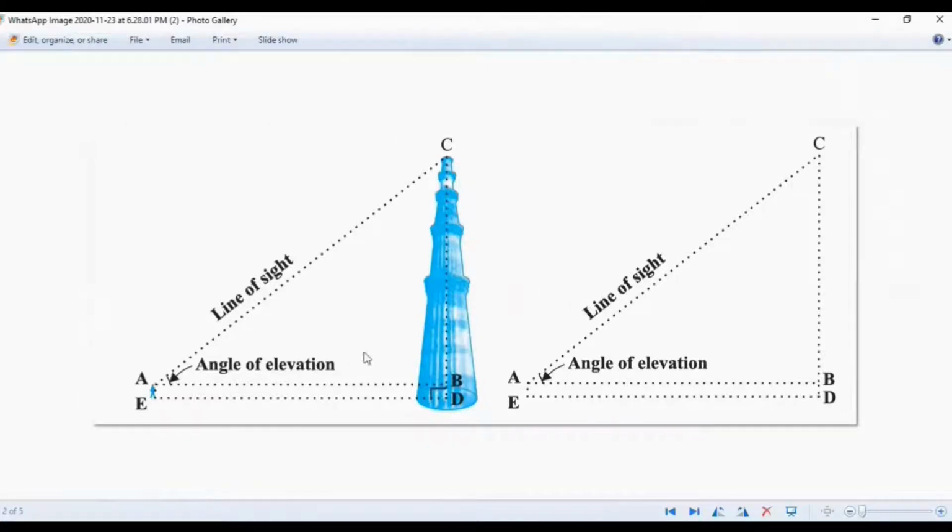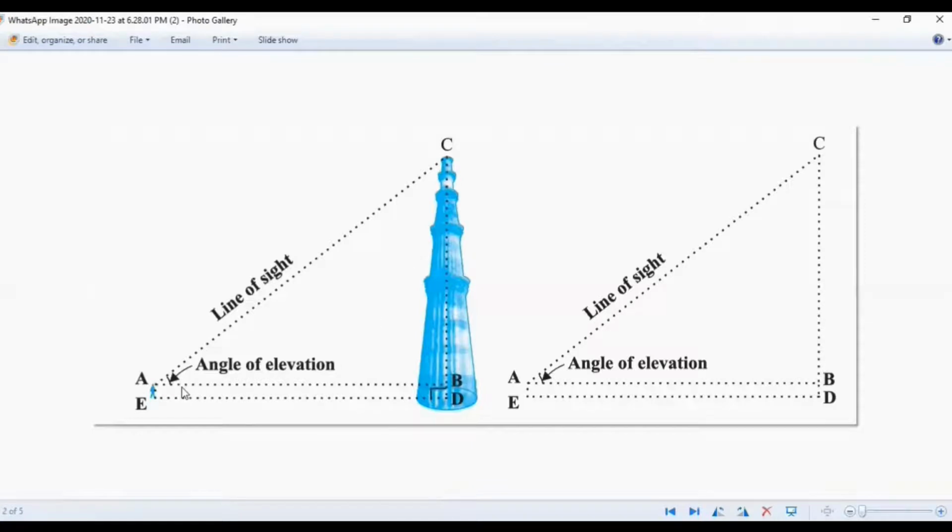Here you can see some terms in the picture. One is the line of sight. Line of sight means the line drawn from the eye of the observer to the point we are looking at. We are looking at the object at the top, the maximum point, the peak point. So the line of sight is the line drawn from the eye of the observer to the point being viewed on the object.